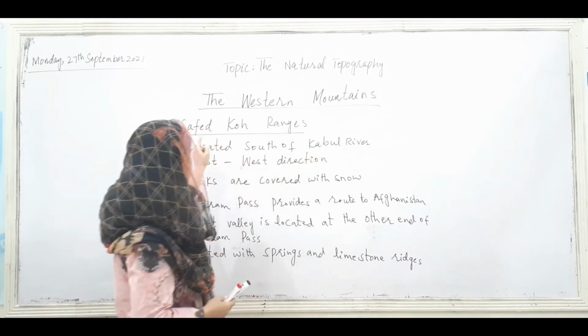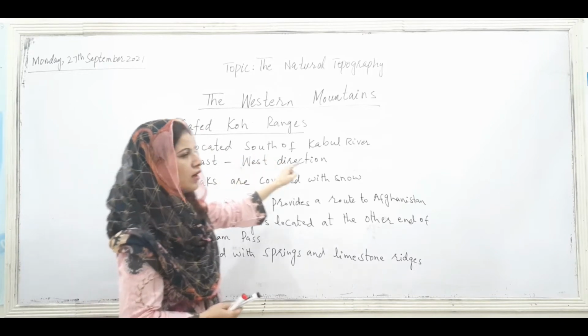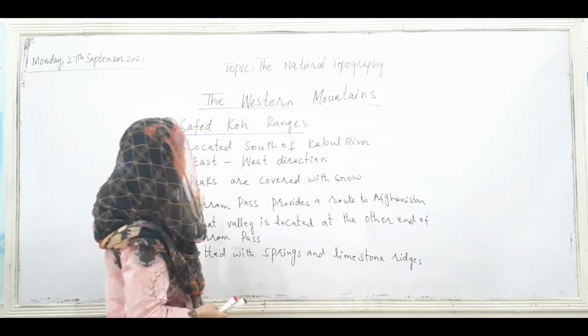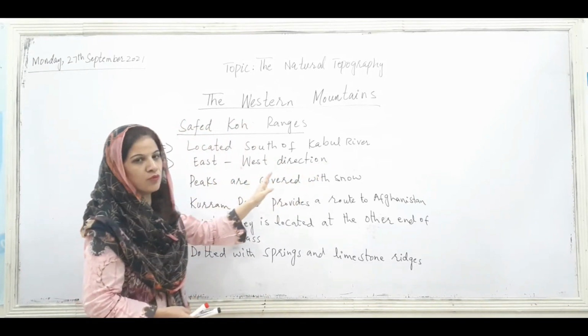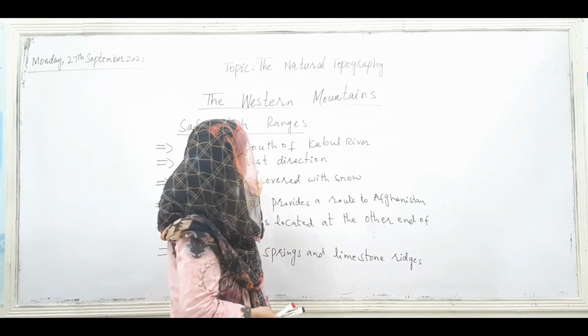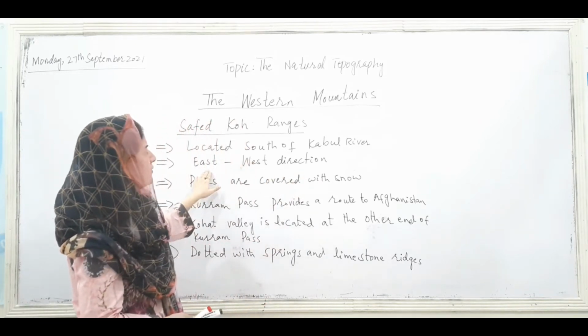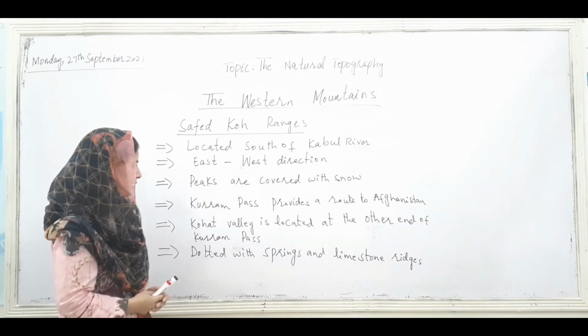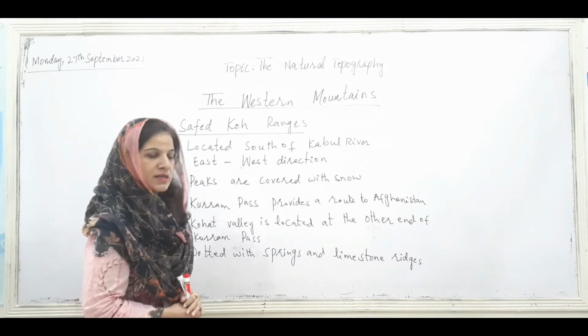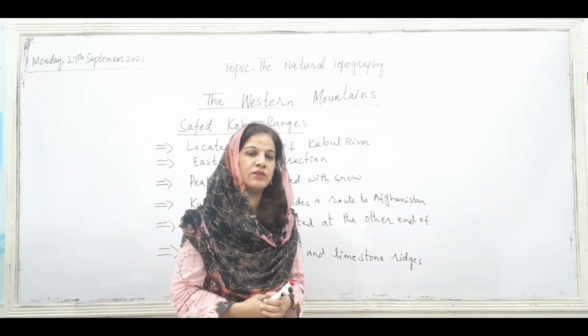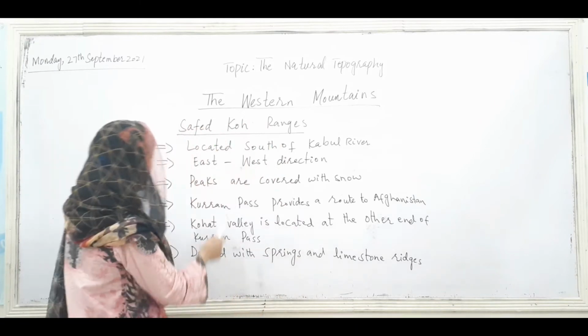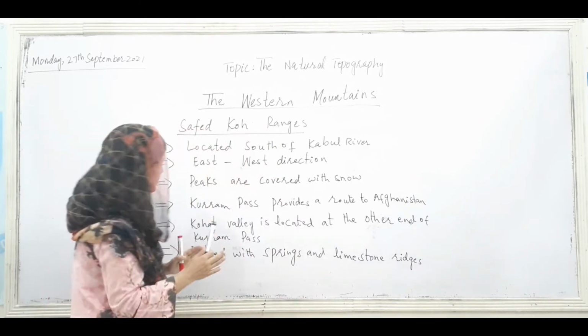So Safeco range is located south of Kabul river and its stretch is east to west. So direction and stretch of this mountain range is east to west. Then there are some passes in this mountain range, and these mountain ranges are also parallel ranges.